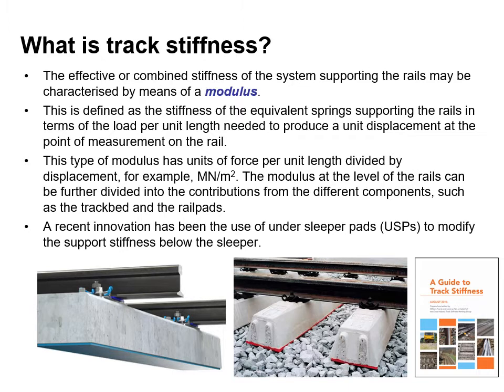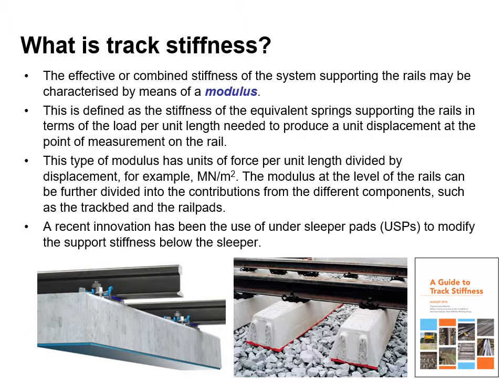The guide to track stiffness was produced by the Cross-Industry Track Stiffness Working Group. This group comprised Network Rail engineers, practicing permanent way engineers, and academic researchers. The effective or combined stiffness of the system supporting the rails may be characterized by means of a modulus, and this is defined as the stiffness of the equivalent springs supporting the rails in terms of the load per unit length needed to produce a unit displacement at the point of measurement. This type of modulus has units of force per unit length divided by displacement, for example, meganewtons per meter squared.